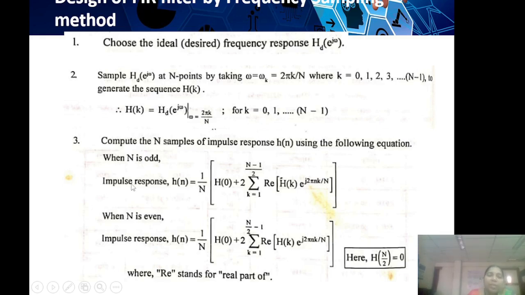Then you have to compute the N samples of impulse response h of n using the following equations. There are two different equations for N odd and N even. For N odd, the impulse response is h of n equal to 1 by N, H of 0 plus 2 into summation k equal to 1 to N minus 1 by 2, the real part of H of k e power j 2 pi n k by N. For N even, the formula is h of n equal to 1 by N, H of 0 plus twice summation k equal to 1 to N by 2 minus 1, the real part of H of k e power j 2 pi n k by N.